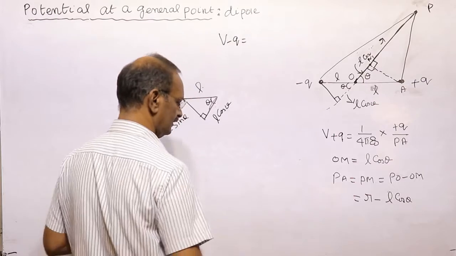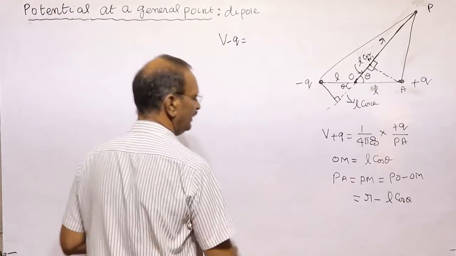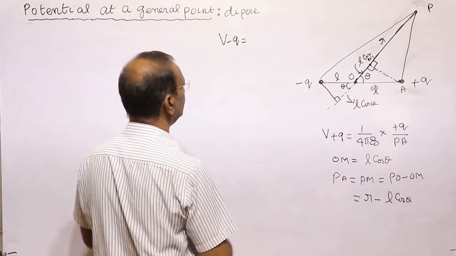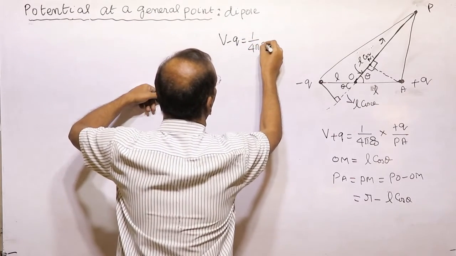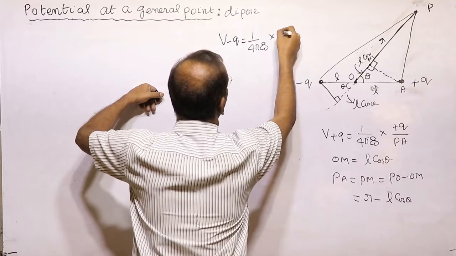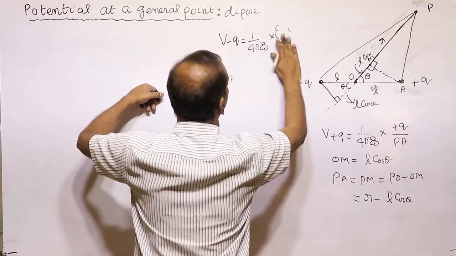Now we can see one more thing. V due to minus Q is equal to 1 by 4 pi epsilon naught into charge minus Q. Charge is minus Q.